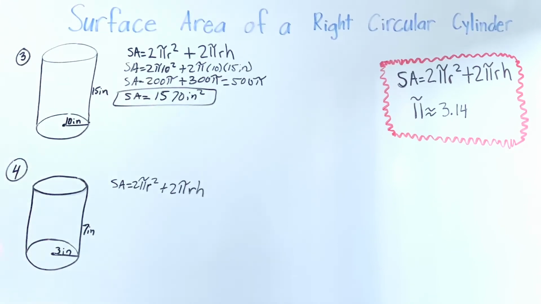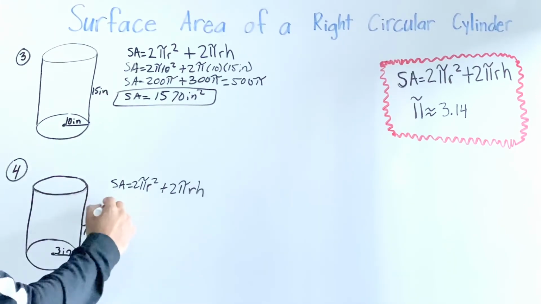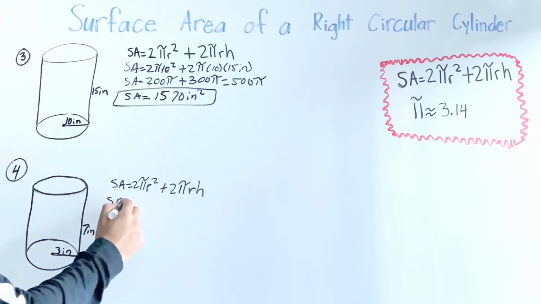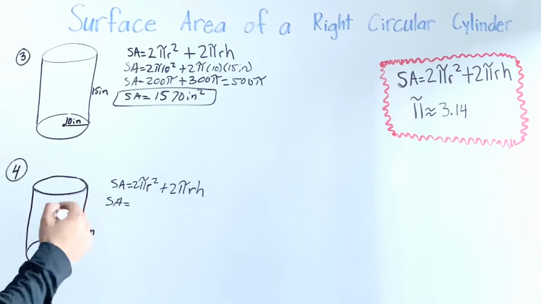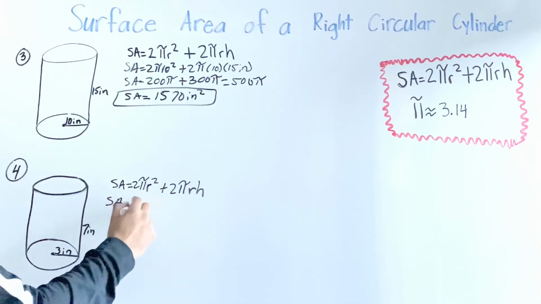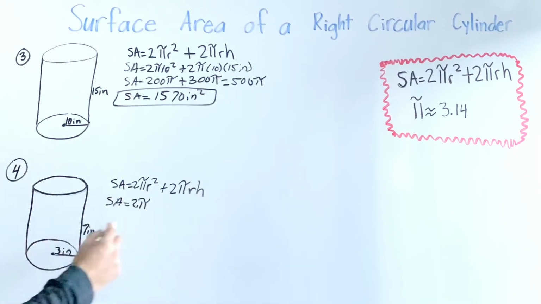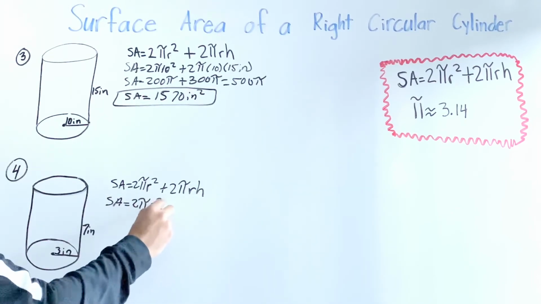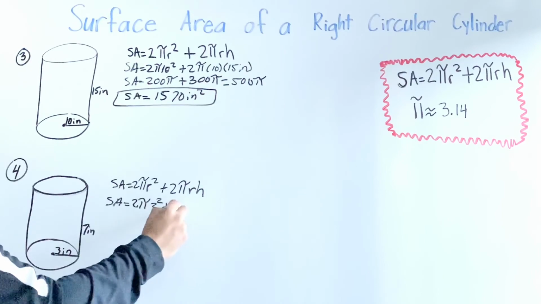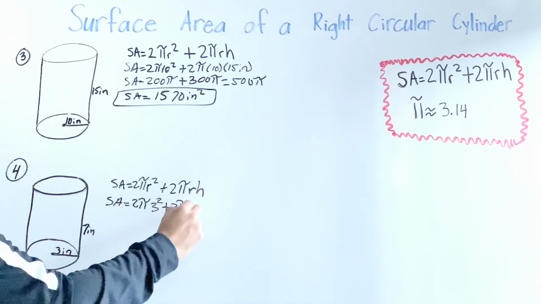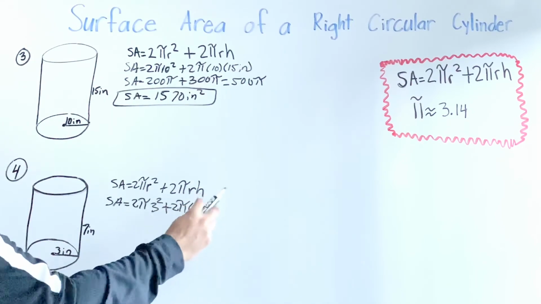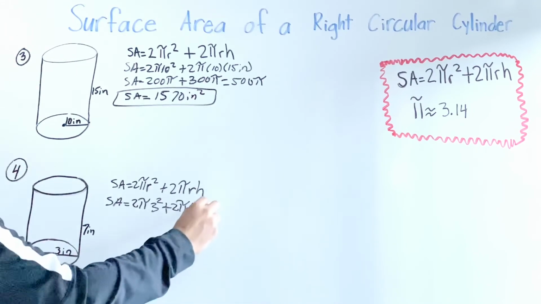Okay, we're going on to number 4 now. We plug in the numbers where we have to. Your surface area is going to be 2 pi, our radius is 3, squared, plus 2 pi, our radius is 3, and our height is going to be 7.